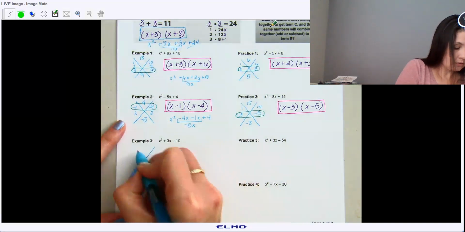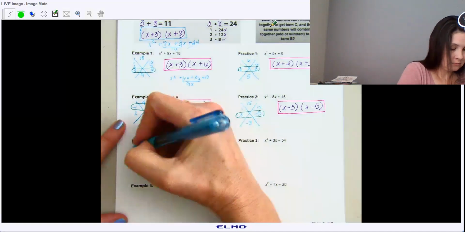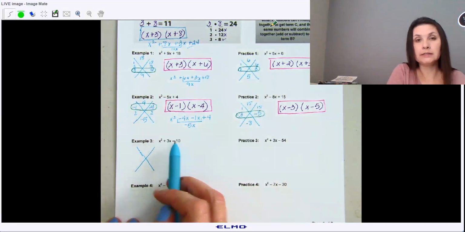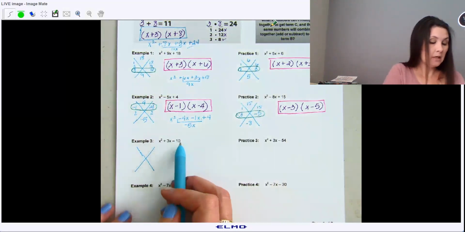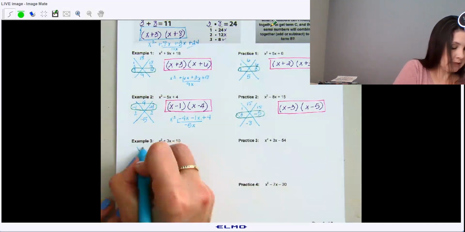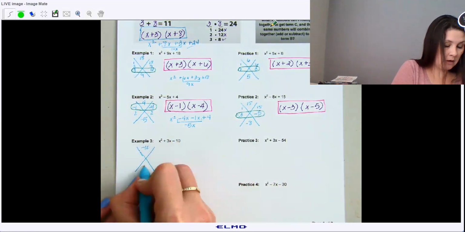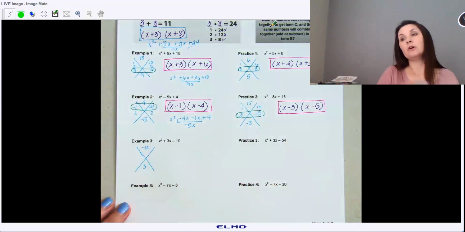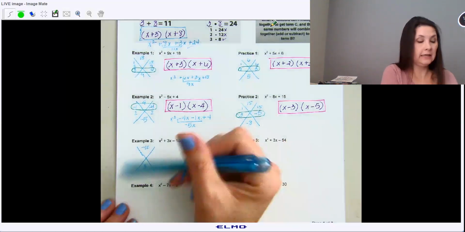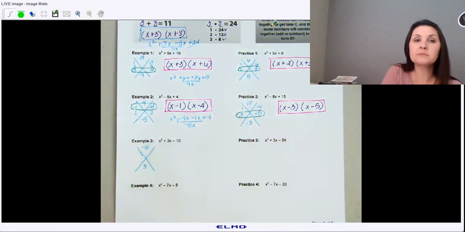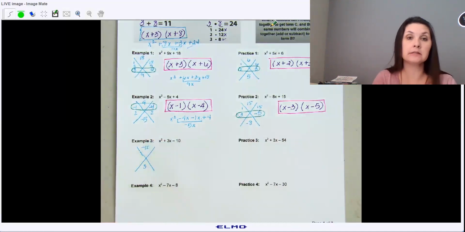Okay, so we have a -10 because we want to bring the sign with it. Times a 1 gives us a -10, and then our middle term, our second term, is a positive 3. So you're going to notice in this case that if the products have to multiply to get to a negative, one of them is going to be negative and one of them is going to be positive.